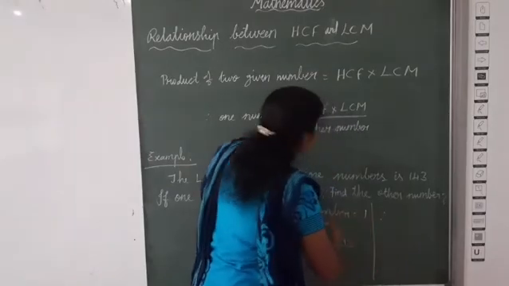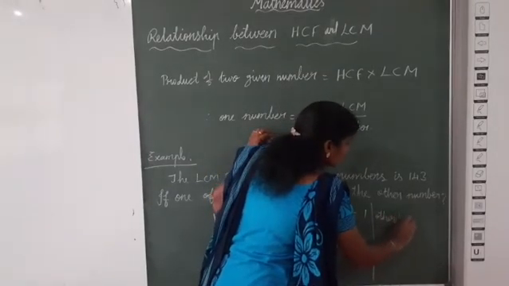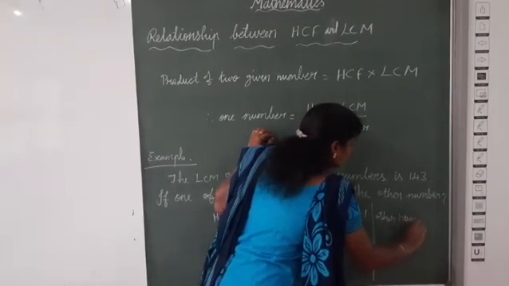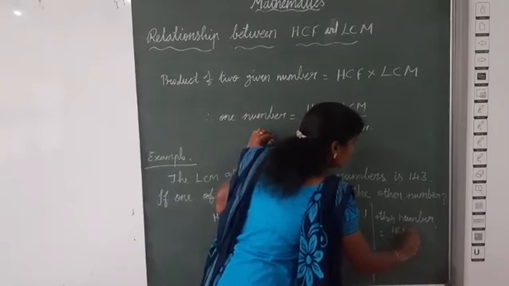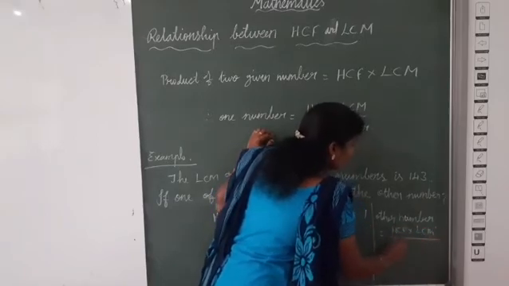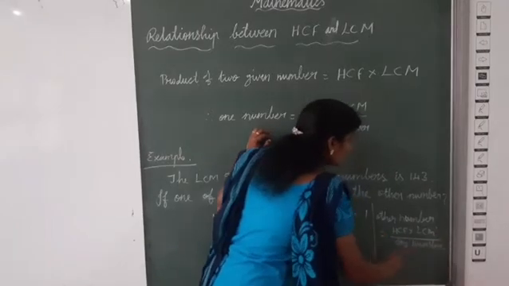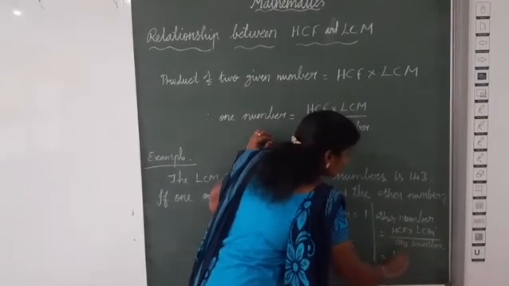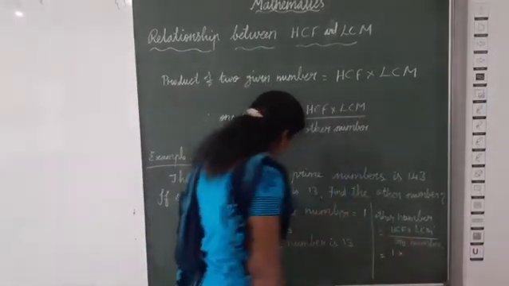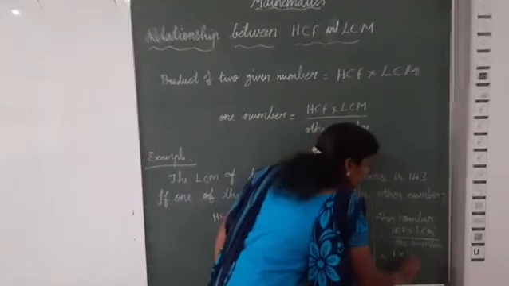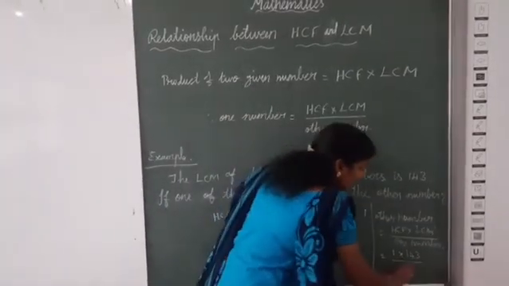Therefore, other number is equal to HCF into LCM by one number. What is the HCF? 1. Isn't it? HCF of co-prime numbers is 1. Into LCM 143, by that one number, one of the numbers, 13.